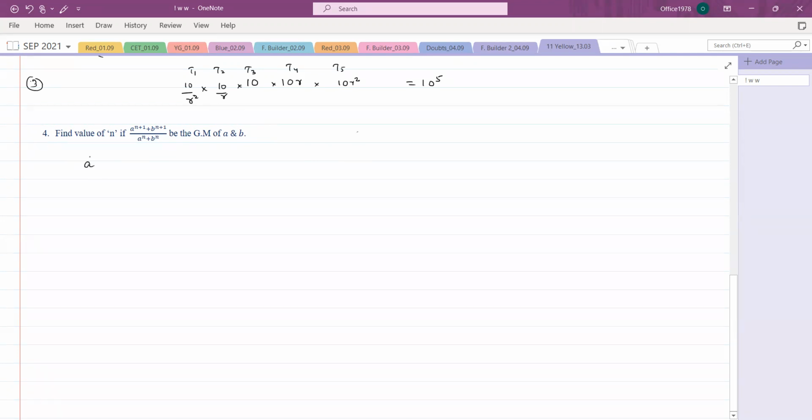According to the question, a raised to n plus 1 plus b raised to n plus 1 upon a raised to n plus b raised to n is root ab. This one you can write as a to the power half, b to the power half. Cross multiply. That implies a to the power n plus 1 plus b to the power n plus 1 became a to the power n plus half into b to the power half plus a to the power half into b to the power n plus half.